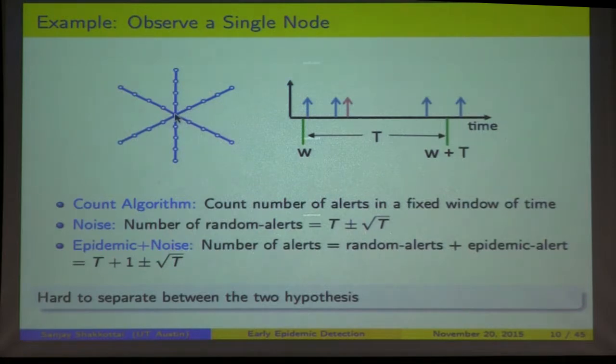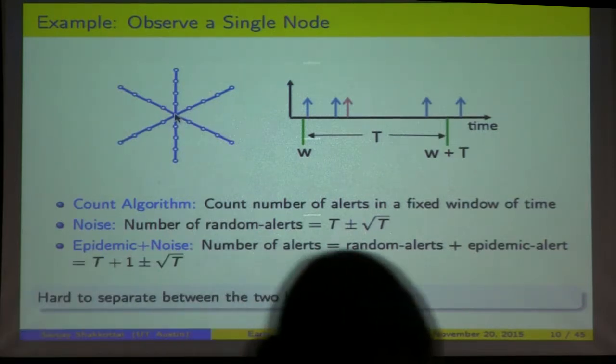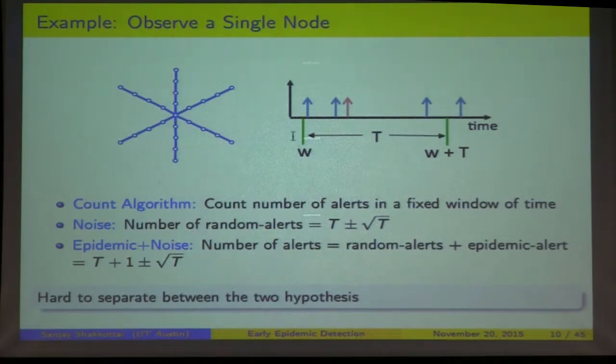Let's just look at one hub. This is the calculation we started at the beginning. Suppose you look at a window of time T, and all we want to do is count the blips. Well, for the pure noise Poisson process, because it's a rate 1 Poisson, you will see T plus or minus square root T blips. On the other hand, if you have an epidemic overlaid on top, at just this node you're going to see T plus 1 plus or minus square root T. And the question is, can you distinguish between these two hypotheses based on the count? With high probability. When I say distinguish, I'd like the probability of error, either type 1 or type 2, to go to 0. That's what I mean by distinguish.